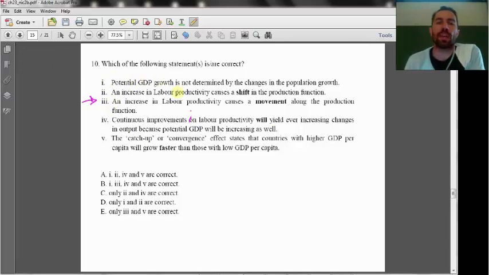Potential GDP growth is not determined by changes in population growth. True or false? Potential GDP growth, is it not determined by changes in population growth? Okay.